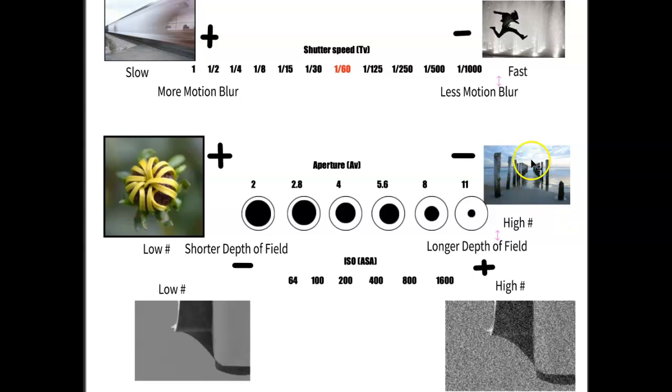Here we've got some pylons that were in the ground. There used to be a dock there. The front ones are in focus, the back ones are in focus. That's a really long depth of field.